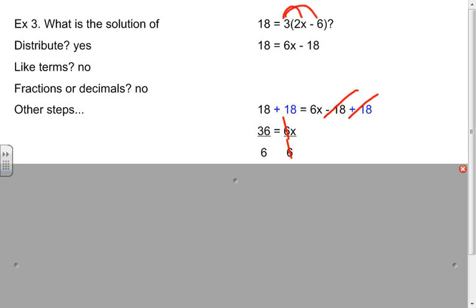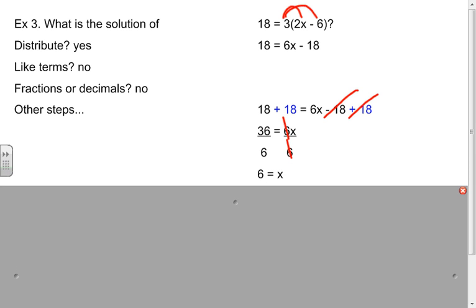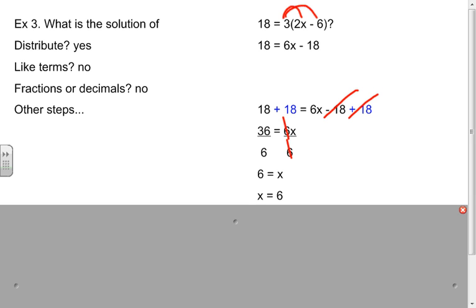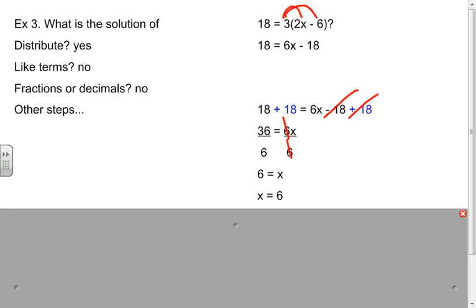On the left side, 36 divided by 6 is 6, and I have x on the right. Again, it's the same thing if you just rewrite it like this. An equal sign, you can flip-flop around it, so I can move the x to the left and the 6 to the right. So my answer is x equals 6. Again, I can plug it into my original equation to make sure that I have the correct answer.